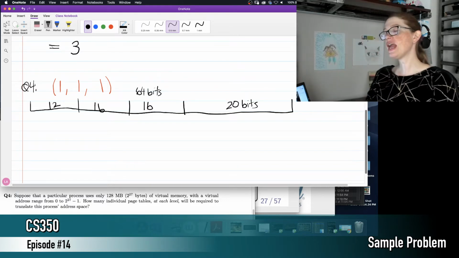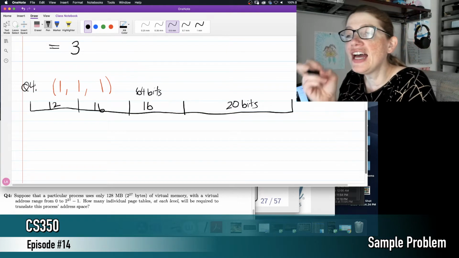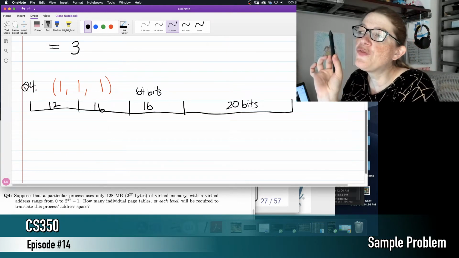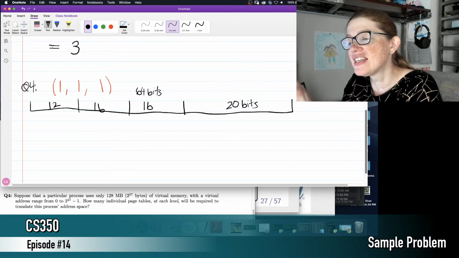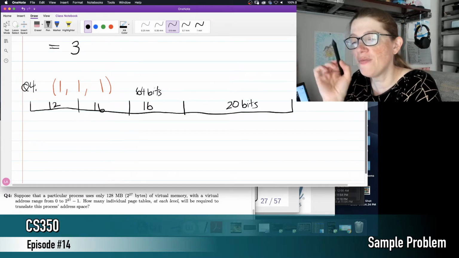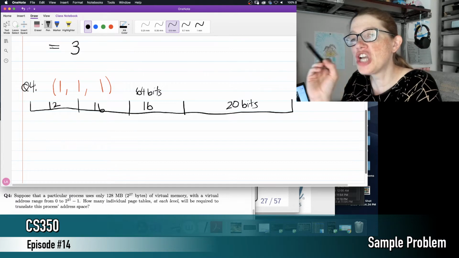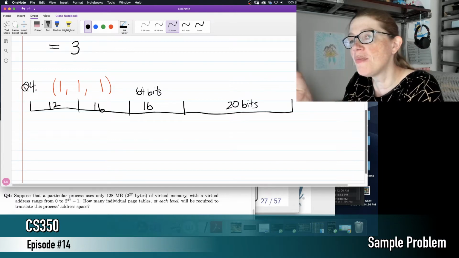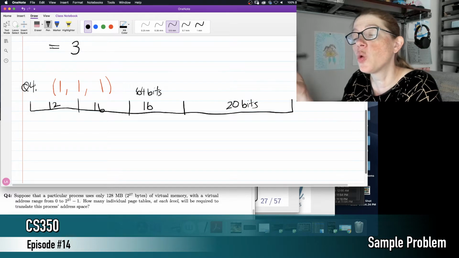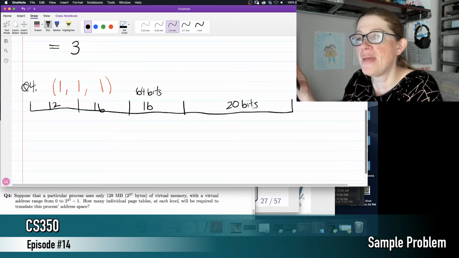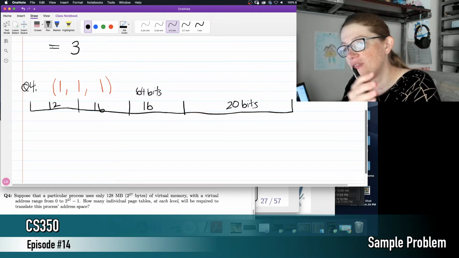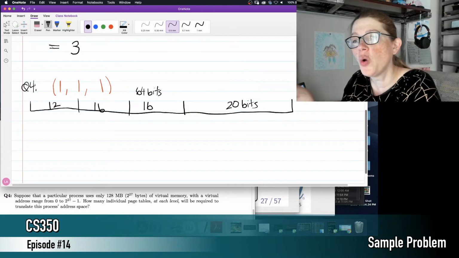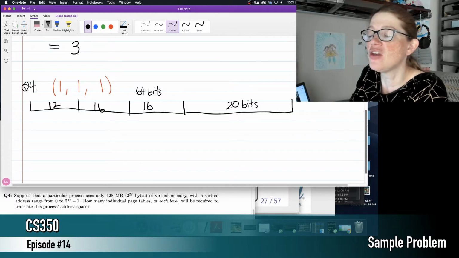Now, one of the things they make note of in the question is that the address space uses only the first 128 megabytes, starting at address 0, which means that the only bits of the virtual address which are not 0 are going to be the final 27 bits. So all of the bits at the front of the address are all going to be zeros, and only the last 27 bits may be non-zero.